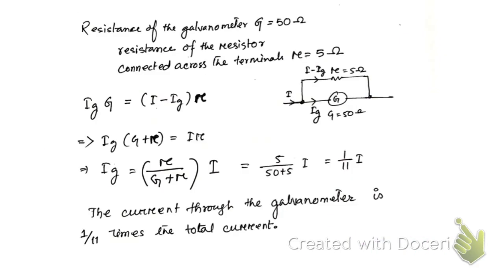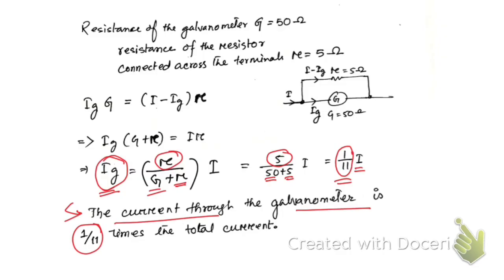So here let me show you the answer. So here you see, we have replaced this small r, this value is given as 5 ohm, and capital G is the resistance of the galvanometer, that is 50 ohm, and again the connected resistor has a resistance of 5 ohm, so here 5. So the current through the galvanometer is 1 by 11 times of the original current. That is the fraction required to find. Okay, the current through the galvanometer is 1 by 11 times of the total current, right? So hope you have understood this. Now let me take the next question.